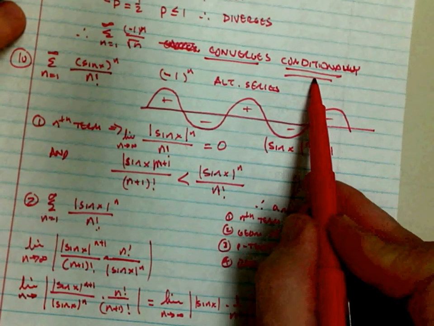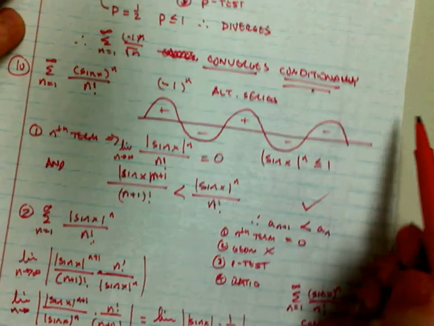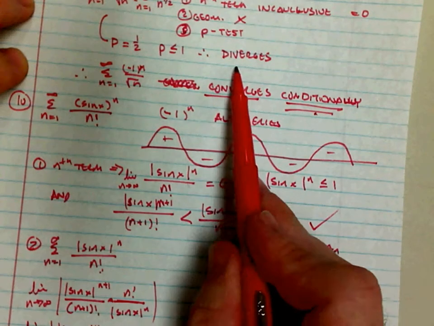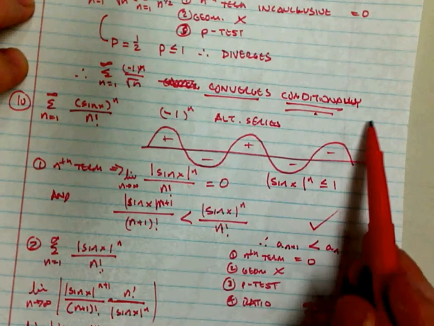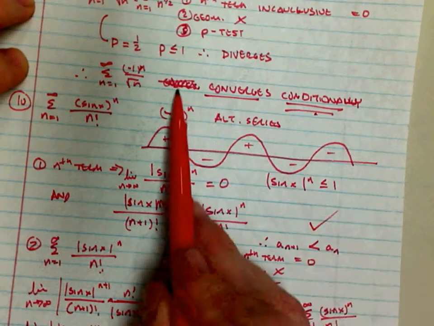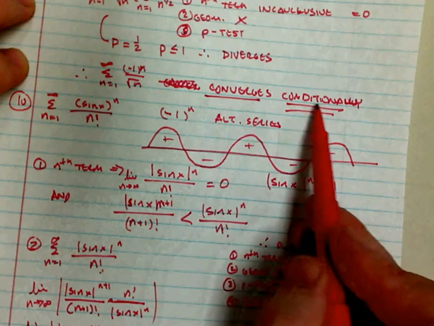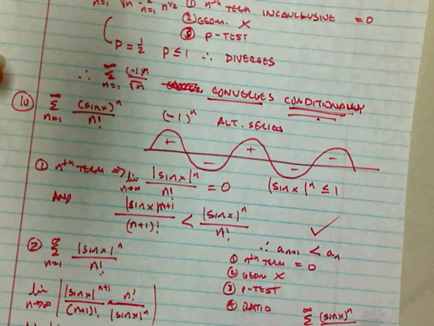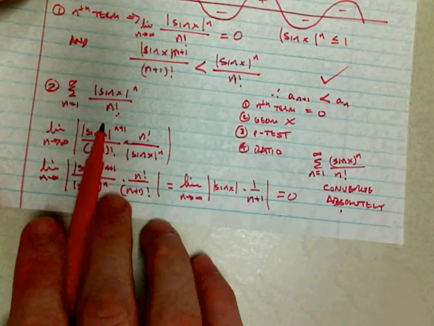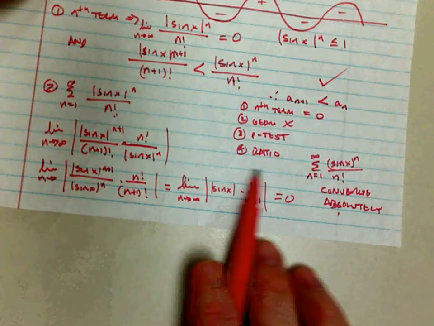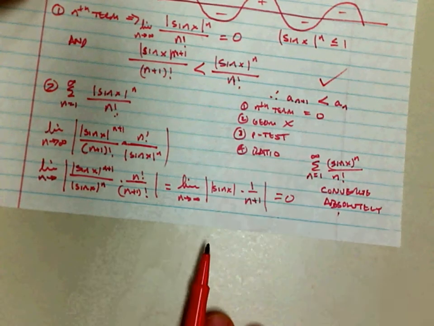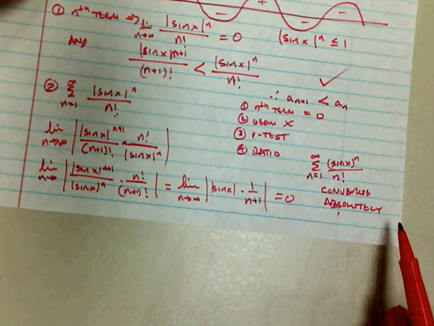If the positive series diverges, the only way that series is going to converge is if we have an alternating series, so that we say that it converges conditionally. If the positive series also converges using whatever test is necessary, then we say that the alternating series converges absolutely.